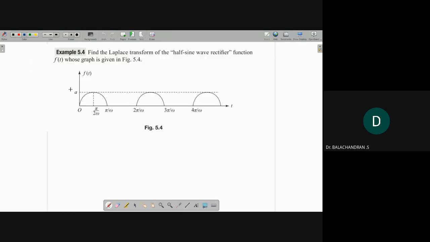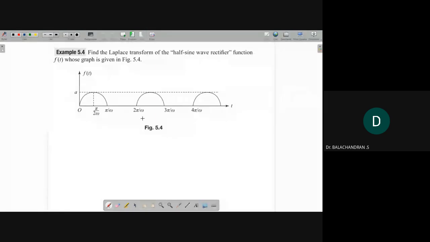So here it is given, you need to try. I don't want to do it now. So try yourself, and if you get the answer, you can post in the group. The next problem is the half sine wave rectifier. I will do this problem in the next class, but we will discuss it now.